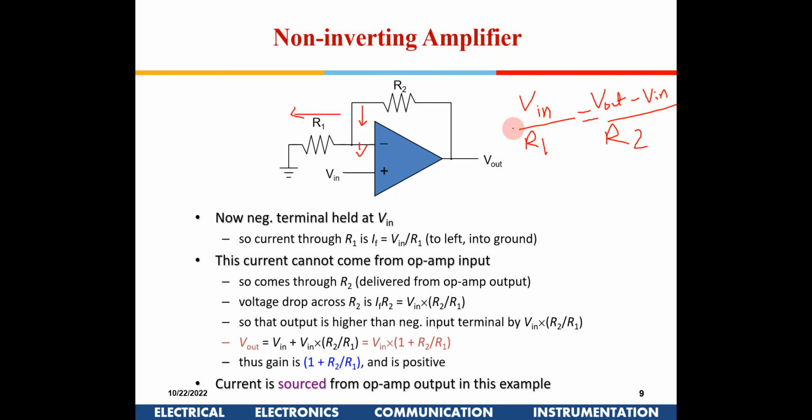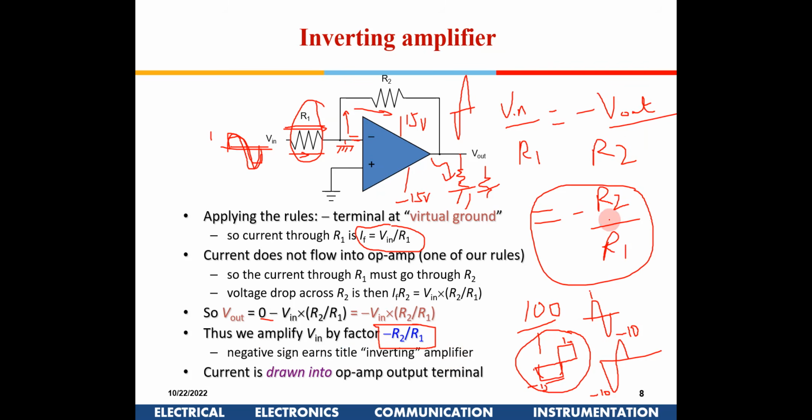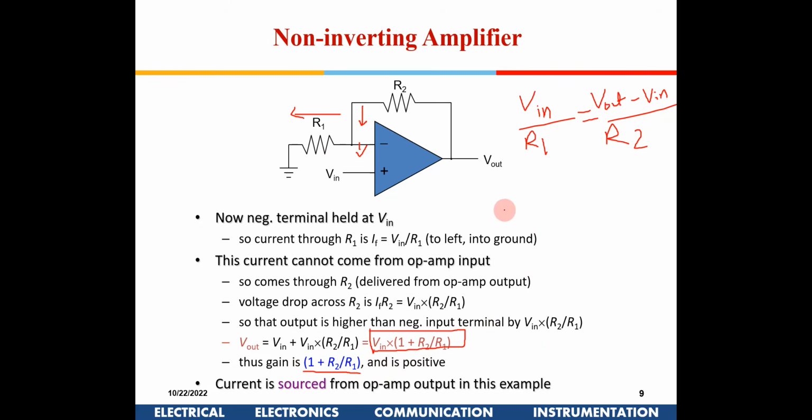Okay, so now you can take this V in term there and take V out by V in. So you will get V out by V in is equal to 1 plus R2 divided by R1. So this is the gain, 1 plus R2 by R1. But there is no negative here. Here it was negative, minus R2 by R1. If I give a signal in here, I will get an amplified signal out here at the output. So this is known as a non-inverting amplifier.